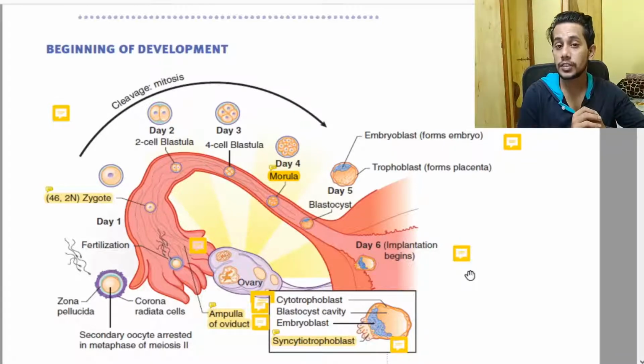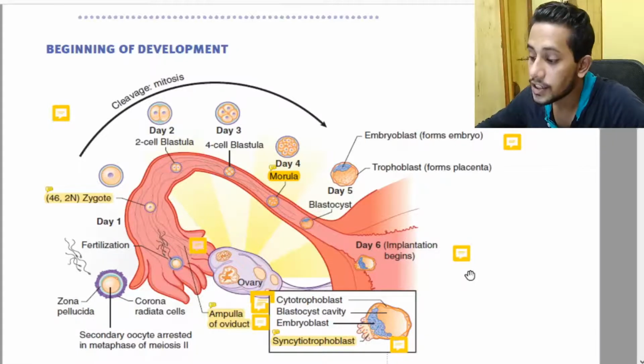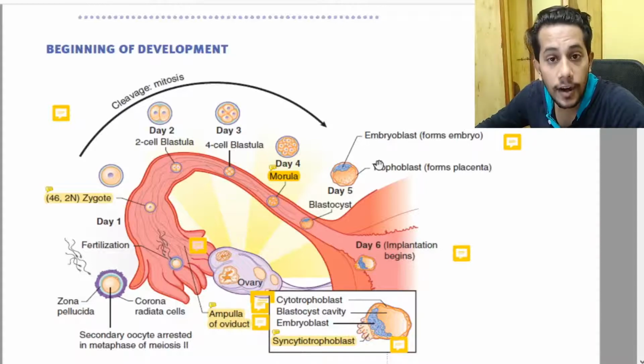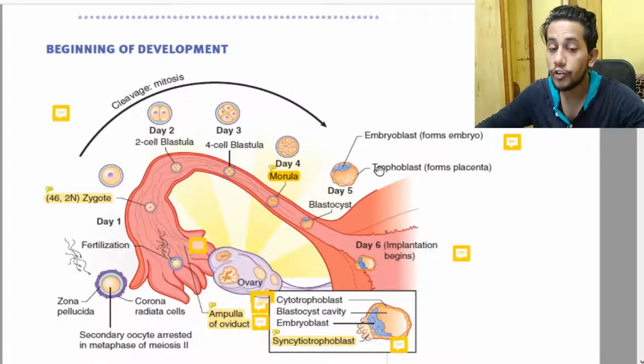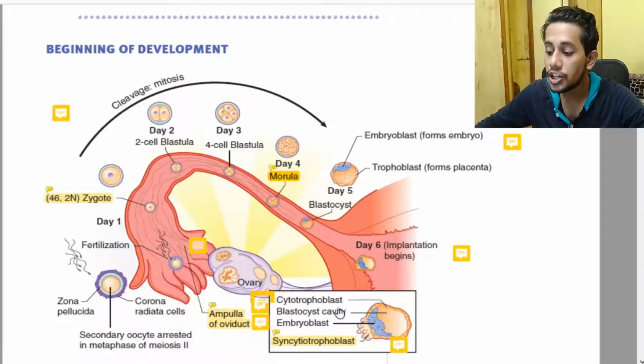Now, how does the process of implantation occur? We will go deeply into that. As you can see here, the embryoblast and the trophoblast. The embryoblast will divide into more cells, but the trophoblast will differentiate into two different kinds of cell. As you can see here, the cytotrophoblast and the syncytiotrophoblast.